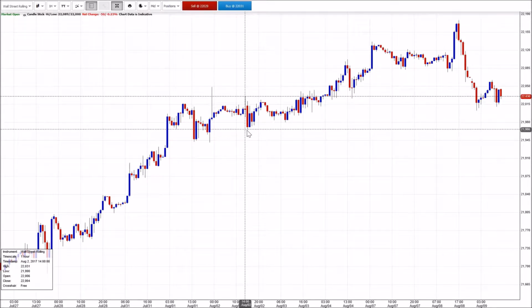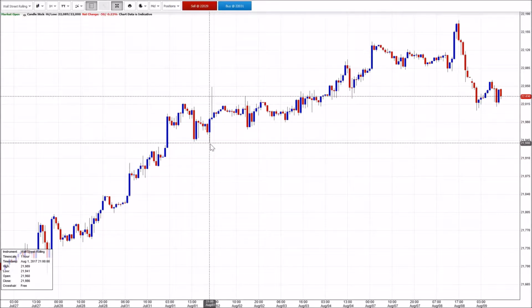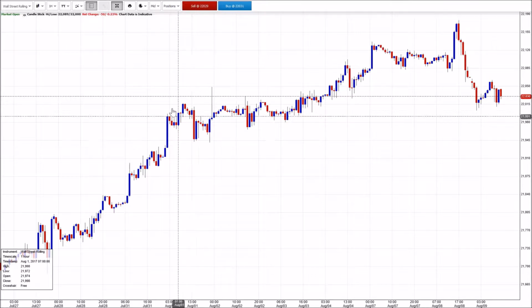21,980, 21,960. Bit of a bigger level back here, 21,940-ish. So like the S&P, I think the opportunity could be if we get a push lower in maybe the first hour, and then a bit of stability, and the market thinks, well, actually things aren't as bad as they could have been.